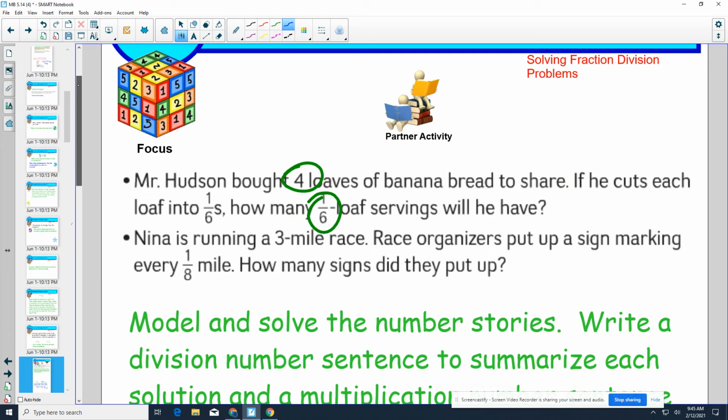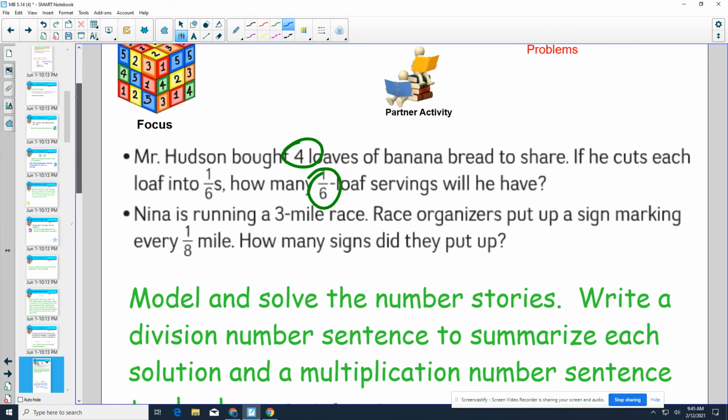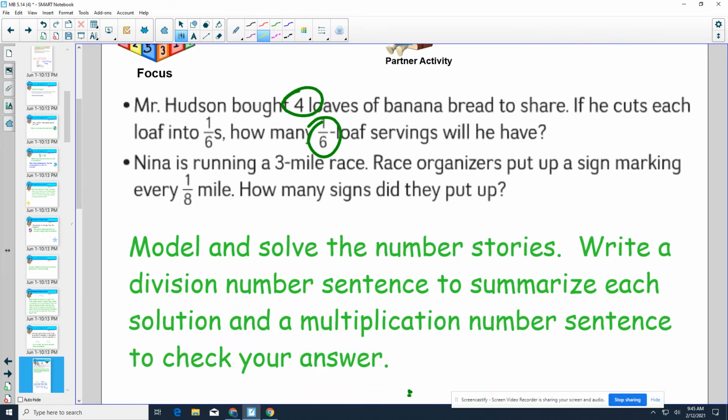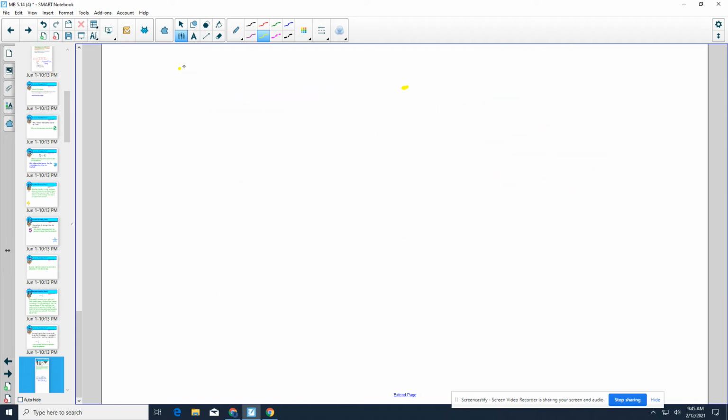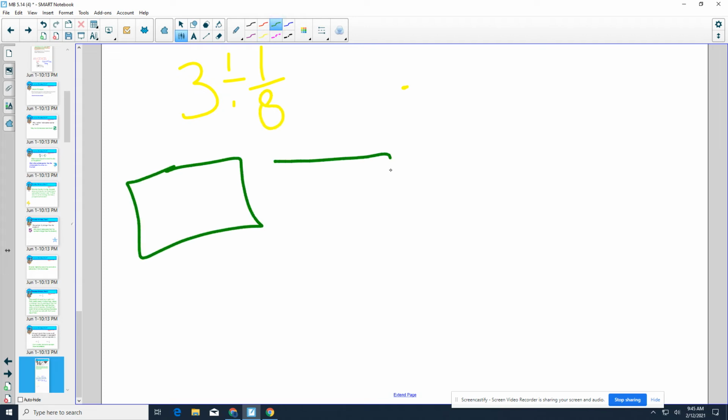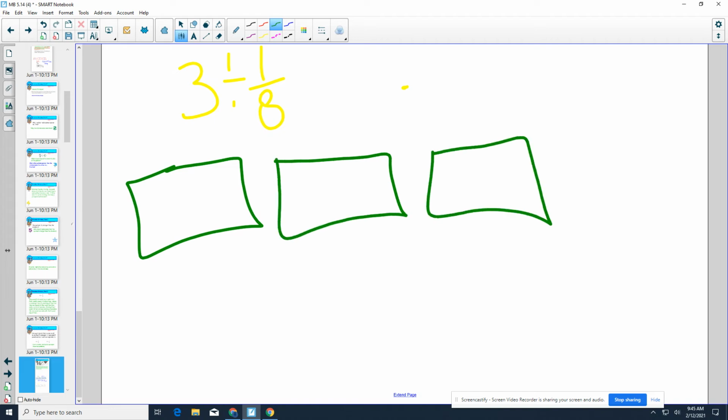All right, let's look at the next one here. Nina is running a 3-mile race. And she's putting up a sign every 1/8 of a mile. So how many of those markers will she need? So again, 3 miles divided by 1/8. And so I'm going to draw 3 boxes. Again, you don't have to use boxes. You could use different shapes. I just find it easy to do those quickly.